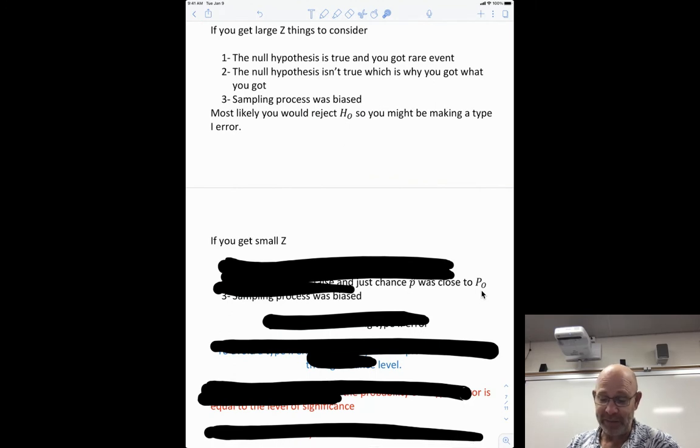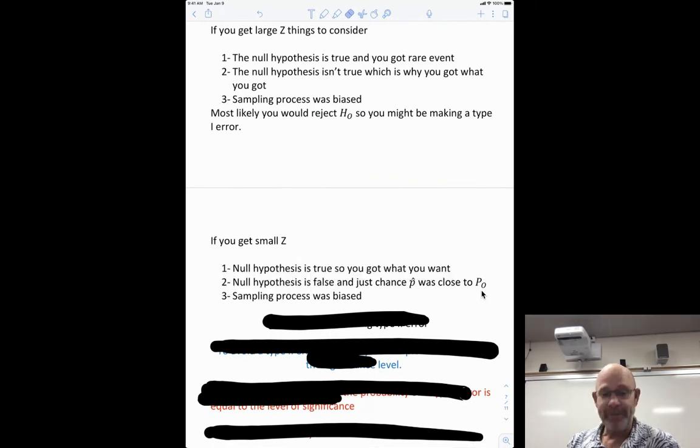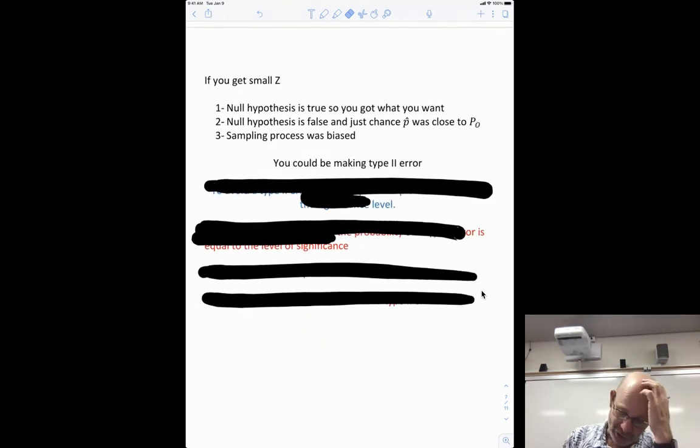And then on the other side, if you get a small test statistic, you might not get it, right? So if you get a small z, you fail to reject. So one of three things could happen again. Maybe the null hypothesis was true and you failed to reject it. Perfect. That's what you want to happen. Maybe the null hypothesis was false, though, and you should have rejected it. Okay, but it was just a rare chance that those two numbers were close, which is going to happen. You're going to make mistakes. Or again, it could have been biased, right? So you could be making a type 2 error in this case if you failed to reject.